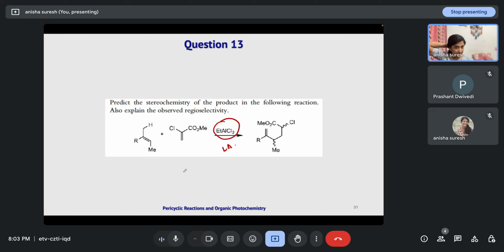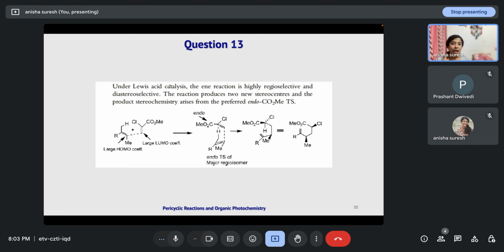So we have seen that the endo transition state will be favored if we are having a group like this substituted and in the presence of Lewis acid. We have seen that the beta position will result in the formation of the carbon-carbon bond. So that is explaining the regioselectivity, where the carbon having the largest LUMO coefficient will form the carbon-carbon bond with the ene, and the endo transition state will explain the stereochemistry of the product.